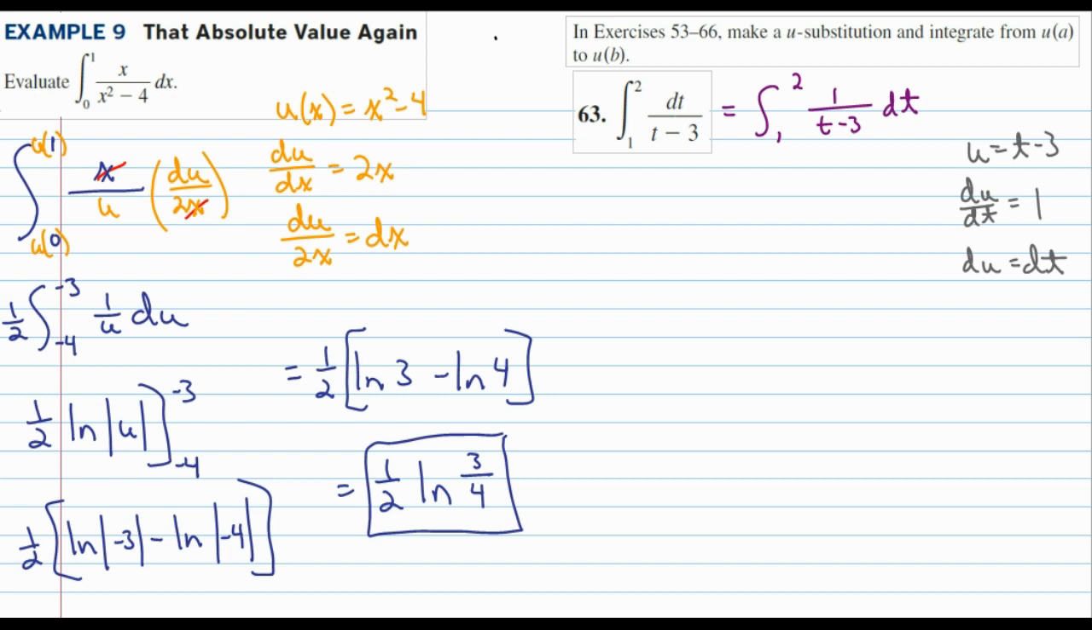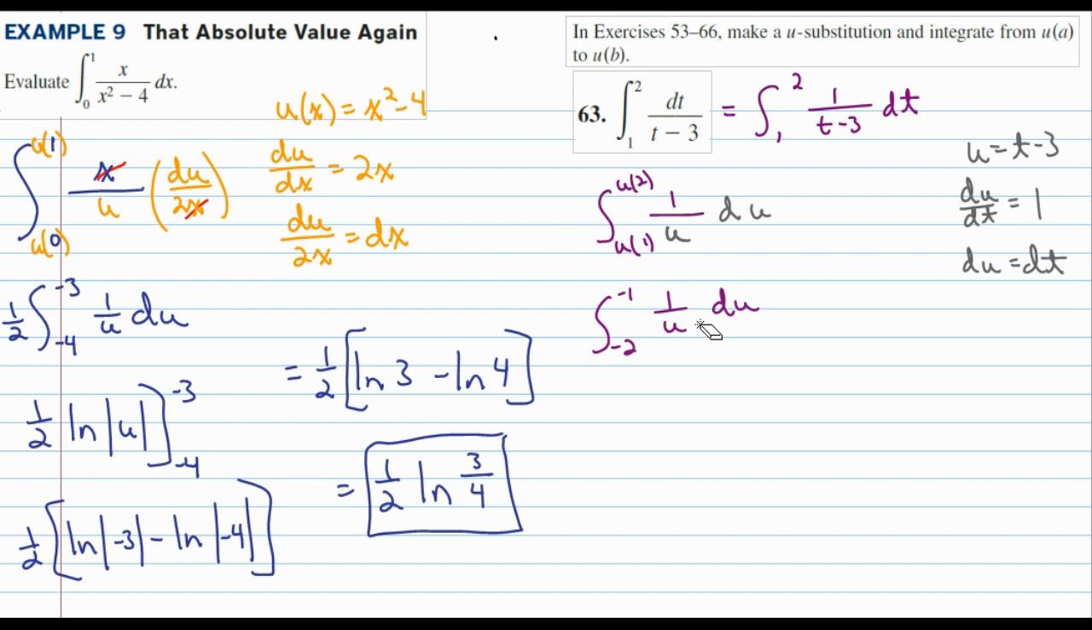There's no fancy cancellations or anything that we're going to have to do. Alright, so we put in our substitutions. u is t minus 3 in the denominator, and then dt is du. The lower limit then is going to be u of the old lower limit, 1. The upper limit is u of 2. That means the lower limit is going to be 1 minus 3, which is negative 2. And the upper limit is 2 minus 3, which is negative 1.